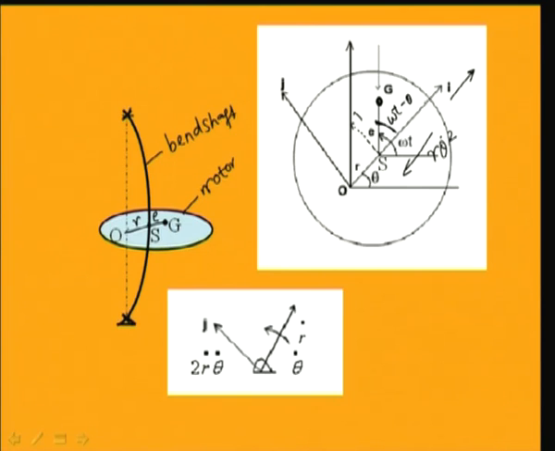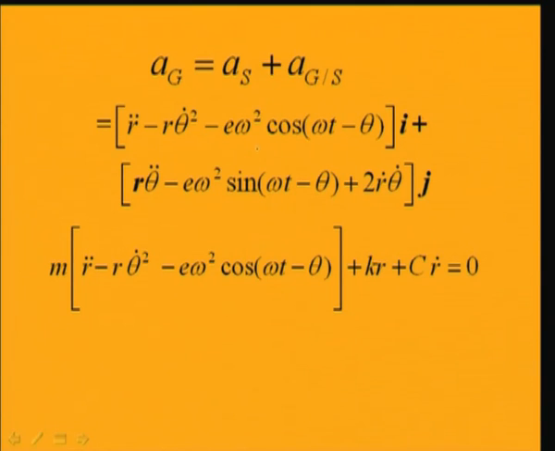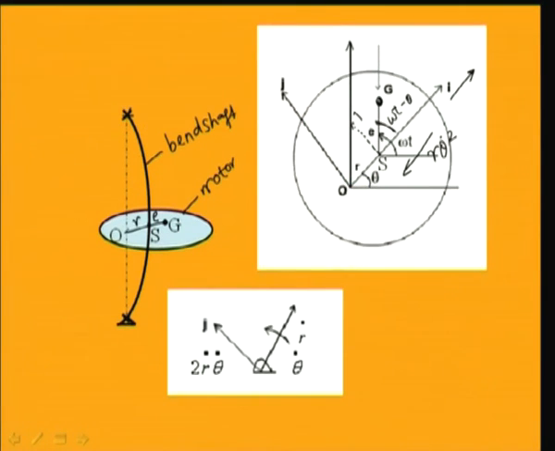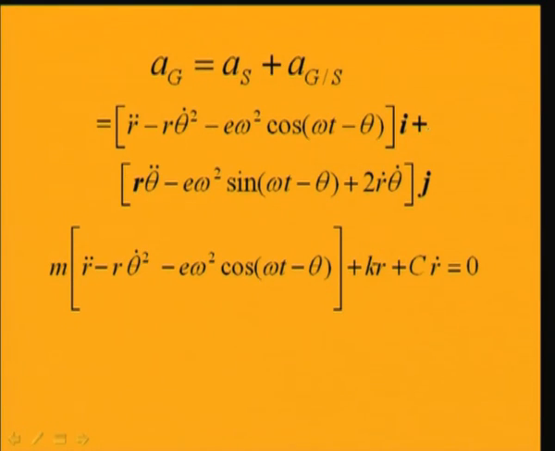You will have two components, one along this direction and the other along this direction. So this acceleration is m e omega square, with one component along this direction and the other along this direction. These components can be written as e omega square cos omega t minus theta in the I direction and e omega square sin omega t minus theta in the j direction. Putting it that way, the I direction acceleration is R double dot minus R theta dot square minus e omega square cos omega t minus theta.